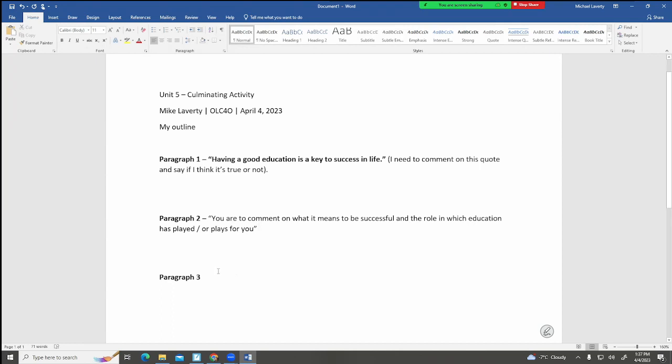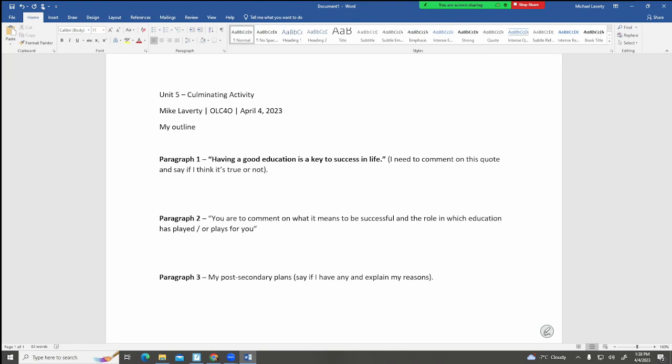And then I know that my third paragraph is going to be all about my post-secondary plans, if I have any, and explain my reasons. All right, so there you go. Now you've got yourself an outline that's pretty rough, but again, I find that it's better to have this than to have nothing at all and just simply start writing.